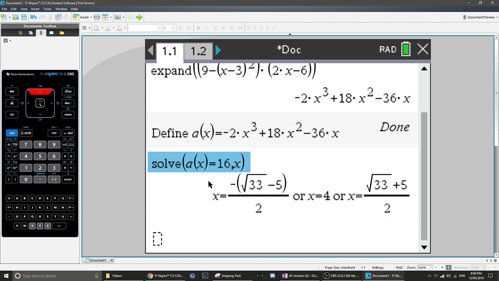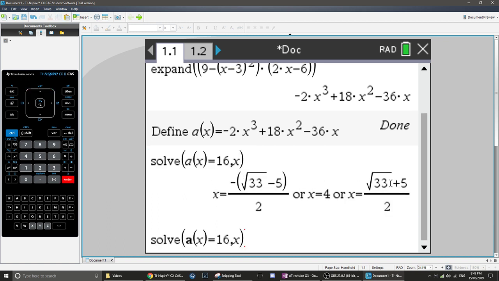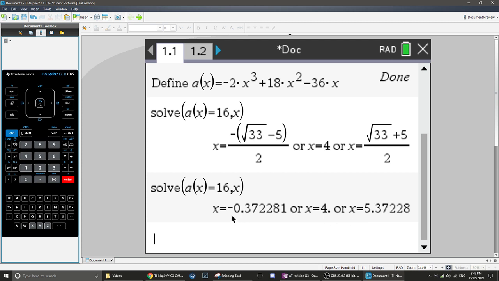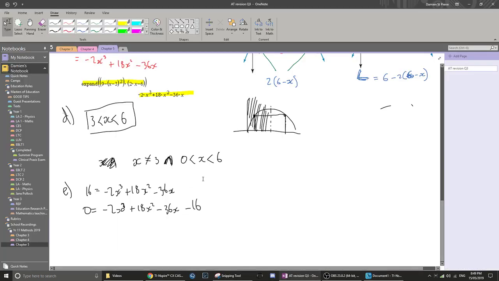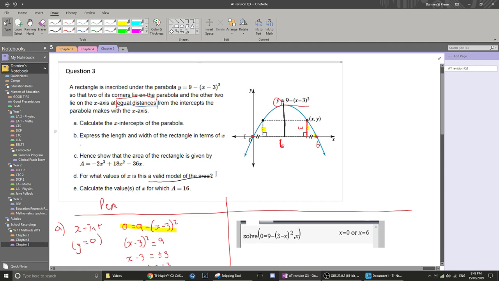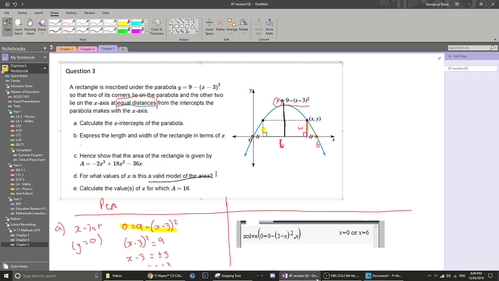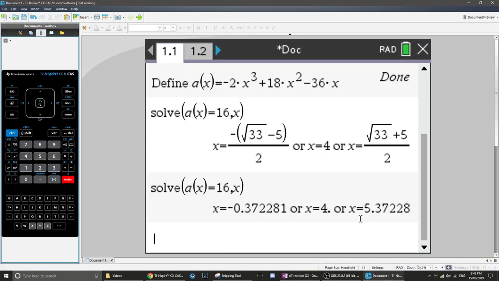If we want to get an idea of what these values actually look like, Control Enter gives us some decimal places. So x is equal to negative 0.37. We know that value is not possible. We can't have a negative x value. If we go back to our picture, that would be over here somewhere. Not possible. Or x equals 5.37224.